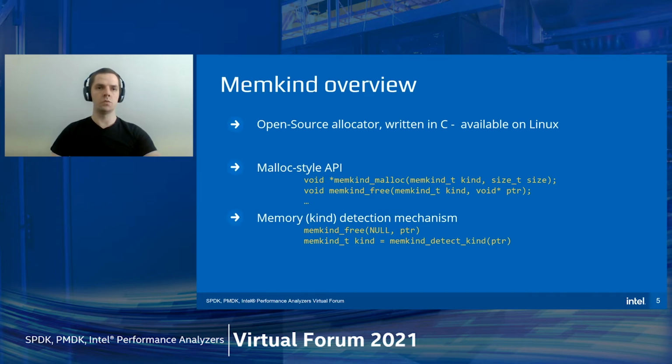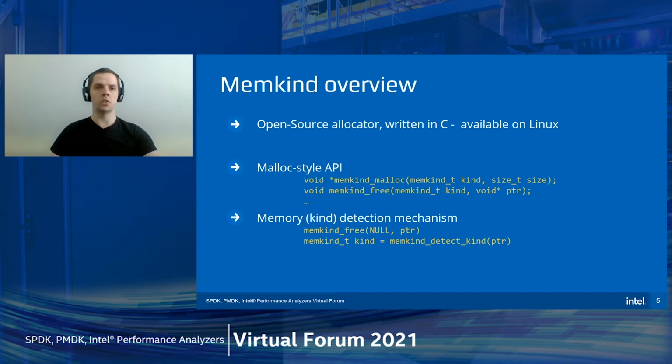Memkind library is written in C. It is thread safe, open source, and available on Linux. It is built on top of jemalloc, which means that the memory allocation algorithms are handled by jemalloc. As you can see, the Memkind API is presented as a malloc-style API, well known from the standard glibc implementation, with a slight difference. The first argument is the memory heap on which we would operate.